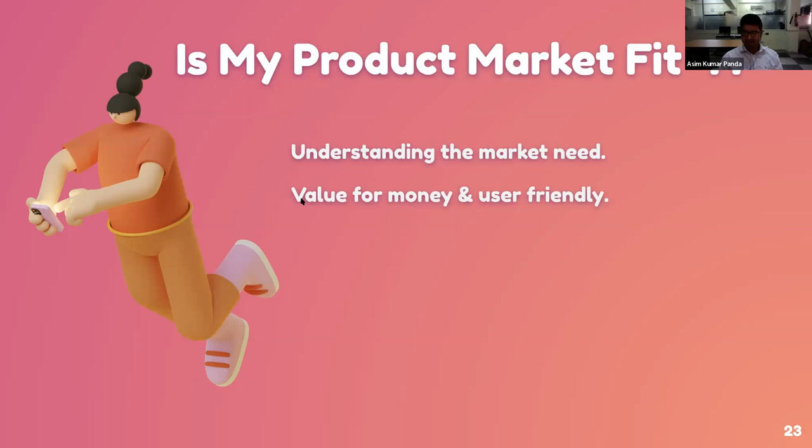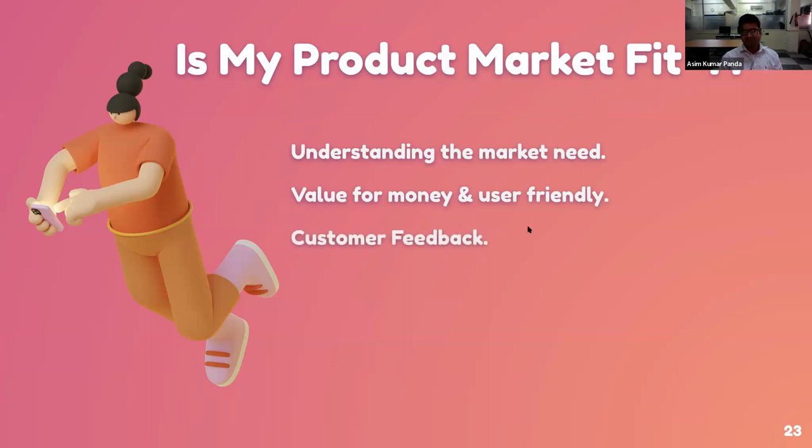Is it value for money? That's the first thing we ask. Even nowadays, suppose you want to purchase a car, or maybe any product, the first thing you will ask is whether it is value for money, and how user friendly it is. So these are the things you need to keep in your mind.